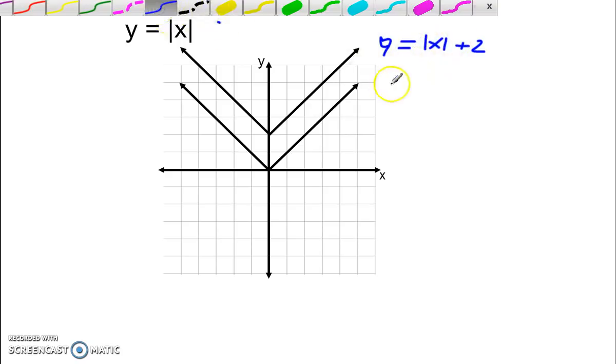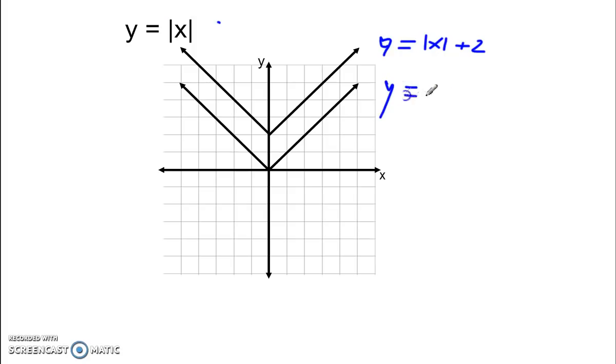If I have y equals absolute value of x minus 2 plus 1, first we do this horizontal change. Remember, minus positive 2, so that moves to the right, and then up 1. So that's the transformation. We start here, and then we move.